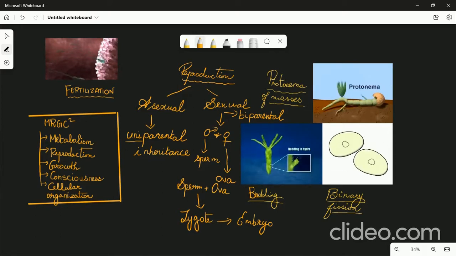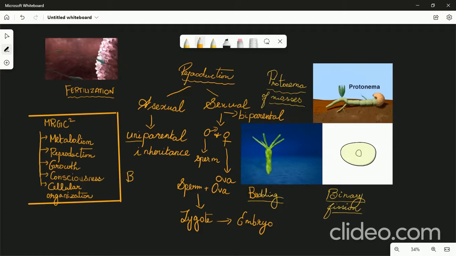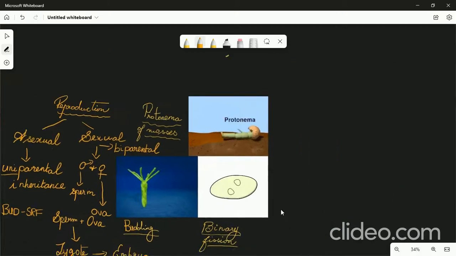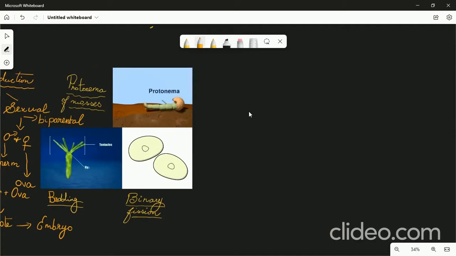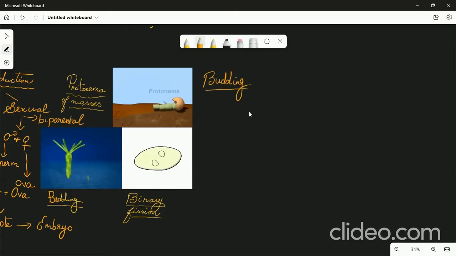Now we can discuss asexual reproduction. For discussing it deeply, we need a special kind of word called BUDSRF. So now we are going to discuss what is B, and what are S, R and F. Here the B stands for budding. Budding is observed in hydra.